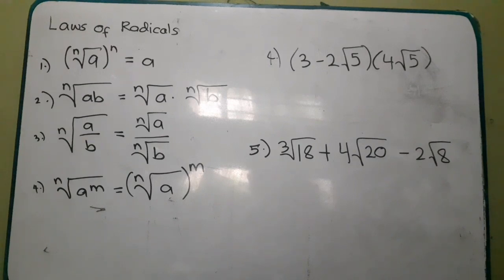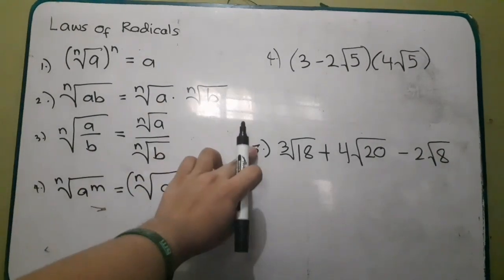Next is the nth root of a to the power of m. Pwede nimo magawas ang exponent nga m. So, kana siya, pag mahimo na siya, nth root of a to the power of m. So, sa atuang quiz, naa tay katong number 4 and this is number 2.